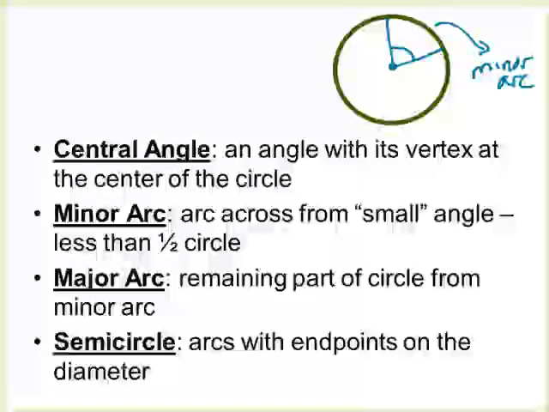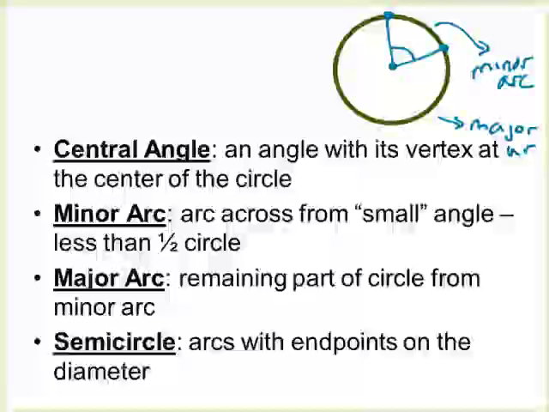So then the other side of that would be a major arc. Major usually means large. So a major arc must be more than half of the circle. And so a major arc would be the rest of this circle. So when we talk about an arc, we are going from point to point along the edge of a circle.